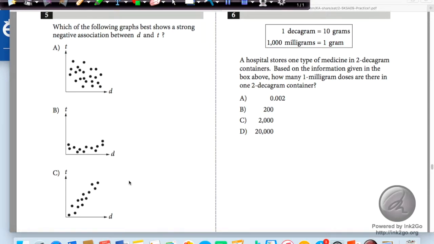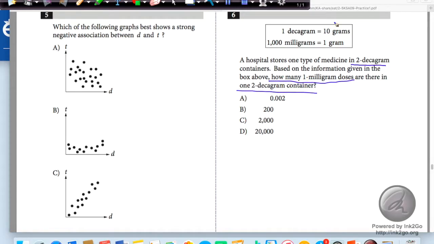Problem 6 states that a hospital stores one type of medicine in 2 decagram containers. Based on the information given in the box above, how many 1 milligram doses are there in 1 decagram container?